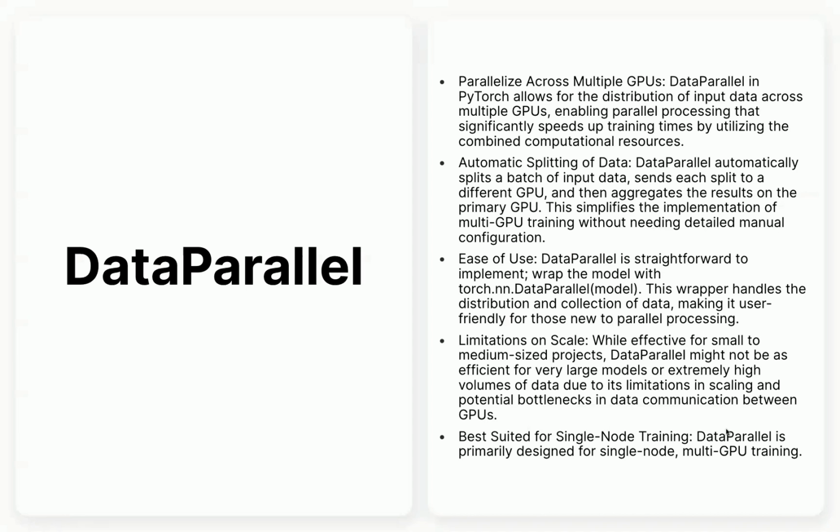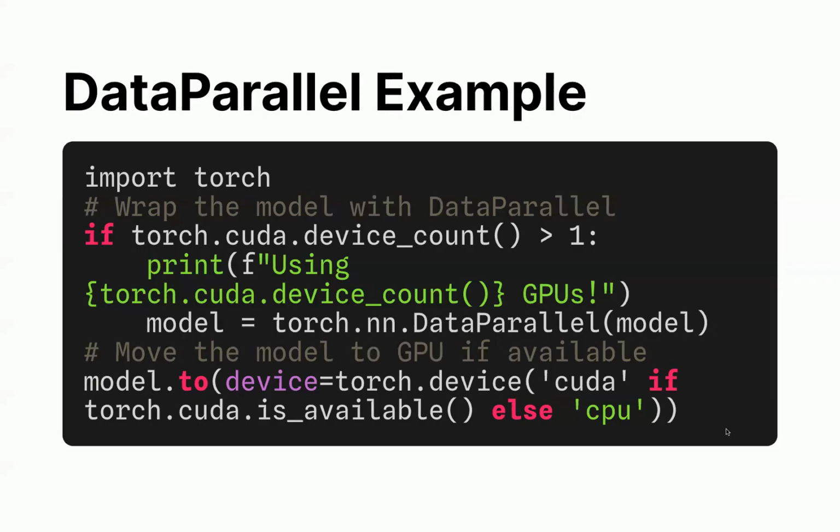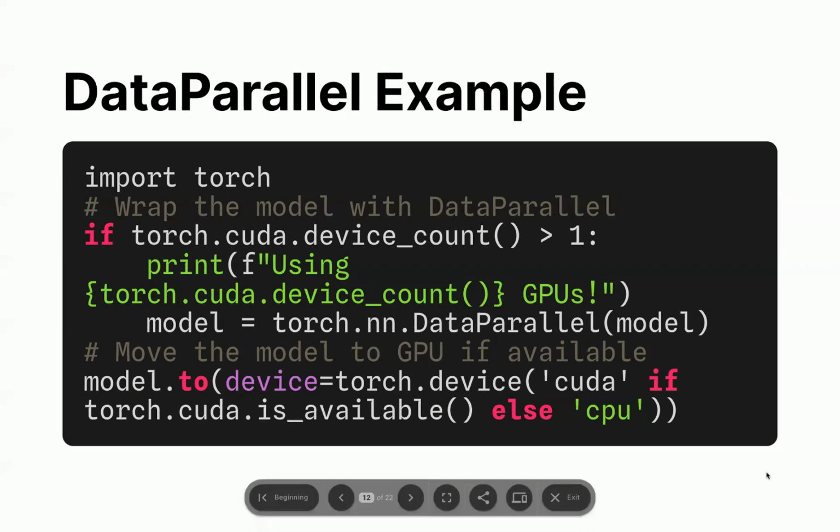Again, this is another one-liner type of addition to your code, which can make it much faster. So it's really straightforward to use. And there are some limitations to scale. This is good for small to medium-sized projects. Other tools may be more useful for larger scale projects, like if you're training across multiple nodes or training very large models with many GPUs. So again, this is best suited for single node training, and this is probably best suited for most people at the CHPC.